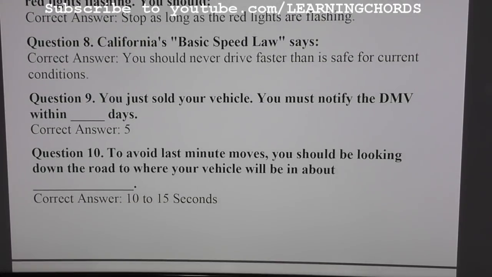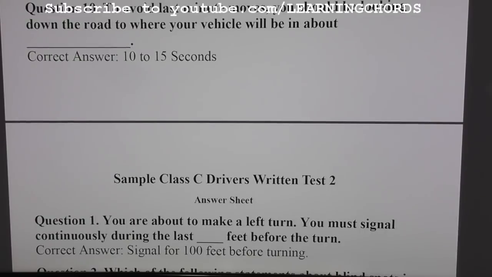All right, so we're going to the written test number 2. You are about to make a left turn. You must signal continuously during the last how many feet before the turn? The answer would be 100 feet before the turn. I signal way, way, way earlier. You don't want to signal too far in advance because you could confuse people pulling out of a parking lot or coming towards you. But you do want to signal 100 feet before turning. That's an easy answer to remember, 100 feet. They didn't do 110 or 125, 100 feet. Just remember, 100. Should be easy for you.